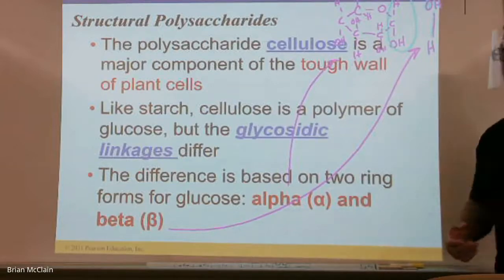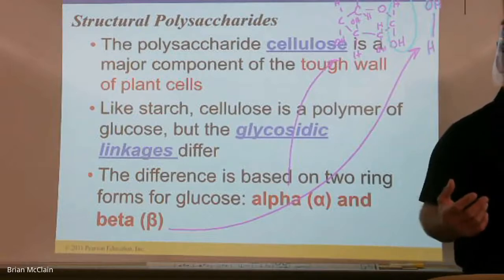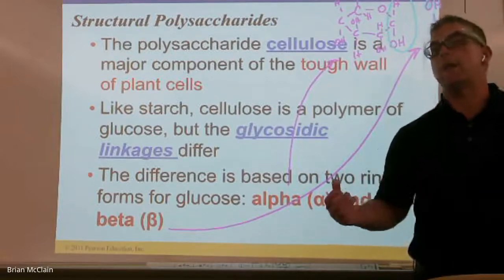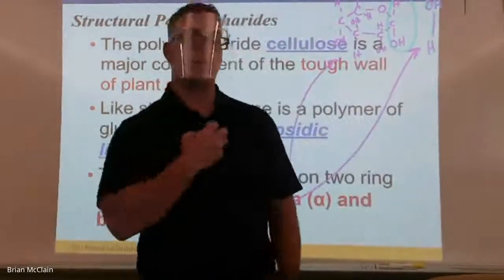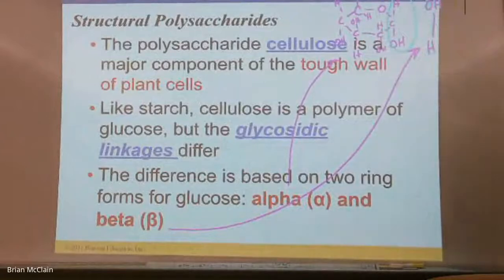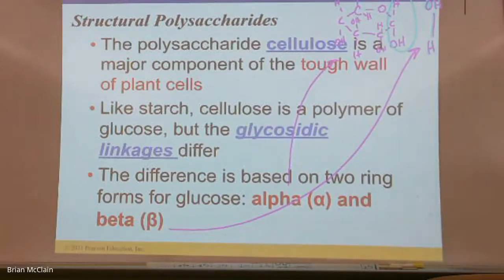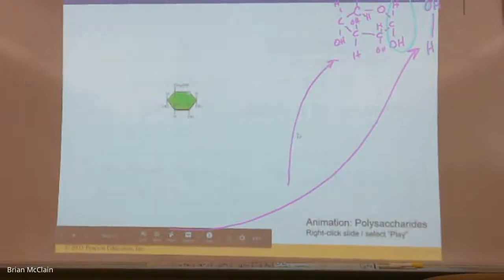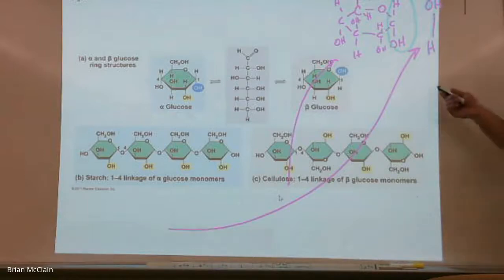Because if you think about it, what's the dietary value of fiber? And the answer is we don't get any calories out of fiber. Fiber acts as a way of abrading the intestinal tract and improving the intestinal functionality, but we don't get the calories out of it because we can't metabolize it. All right. Let's look at what's different between alpha and beta.